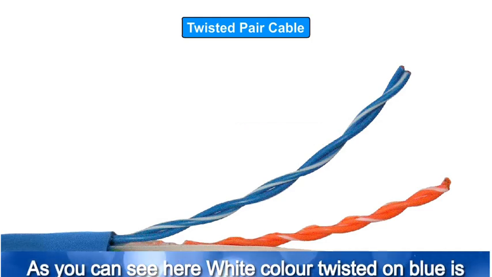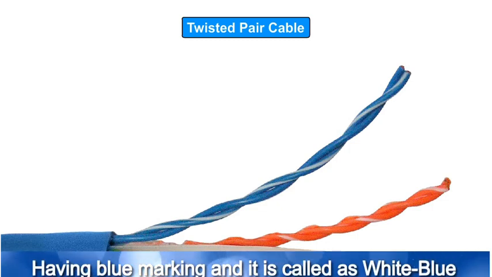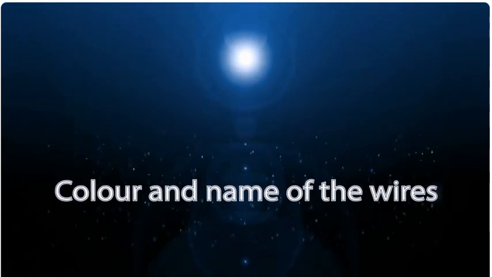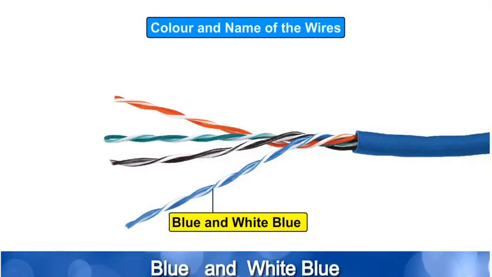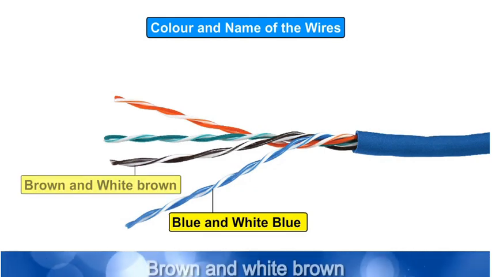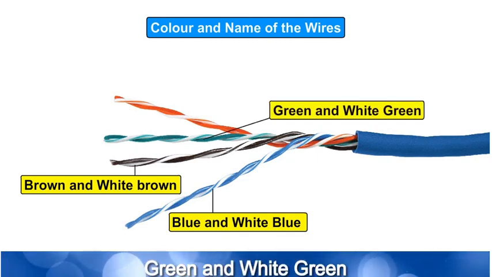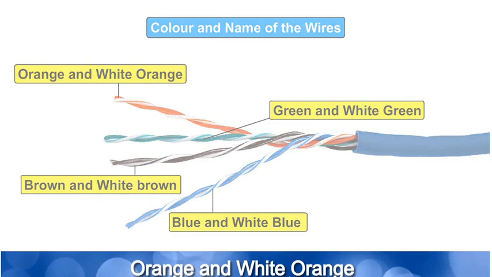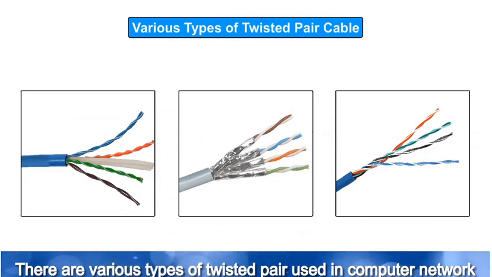As you can see here, white color twisted on blue is having blue marking and it is called white blue. Color and name of the wires: blue and white blue, brown and white brown, green and white green, orange and white orange.